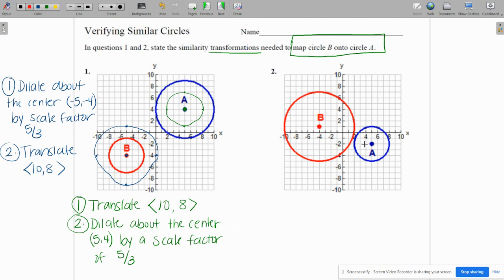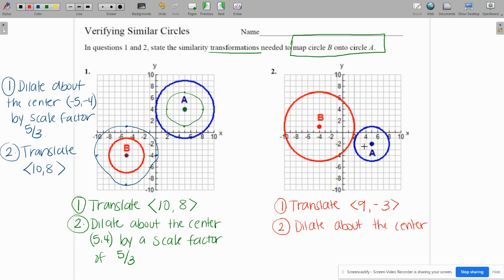So to go from point B to point A here, I can see that the center would move right 1, 2, 3, 4, 5, 6, 7, 8, 9, and down 3. So your first option, you could say to translate by your vector right 9 and down 3. So +9 and -3. And then after you've moved it, then you want to actually dilate it. So you're going to dilate about the center.